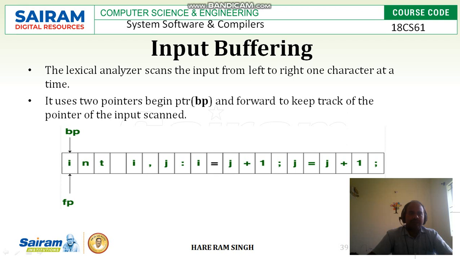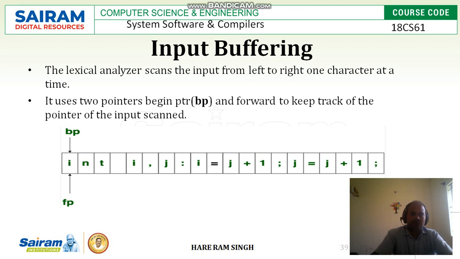Now, as we know, the lexical analyzer scans the input from left to right, one character at a time. So the lexical analyzer has to read the input character stream. Whatever program a programmer writes, the lexical analyzer has to read and tokenize the input characters. So how will it read the input character string?